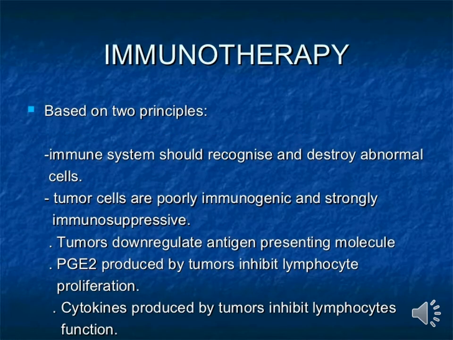One type of therapy treatment is immunotherapy. It is based on two principles. First principle, the immune system should recognize and destroy abnormal cells. Second principle, tumor cells are poorly immunogenic and strongly immune suppressive. The tumor down-regulates antigen presenting molecules. PGE2 produced by the tumor inhibits lymphocytic proliferation. Cytokines produced by the tumor inhibit lymphocyte function.